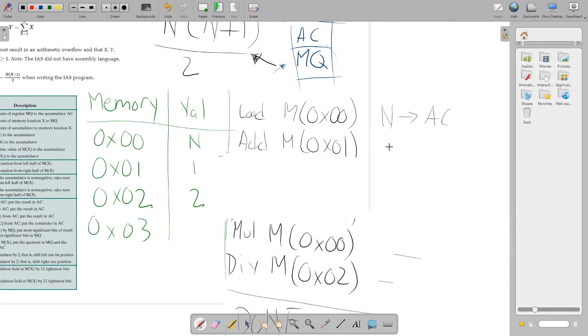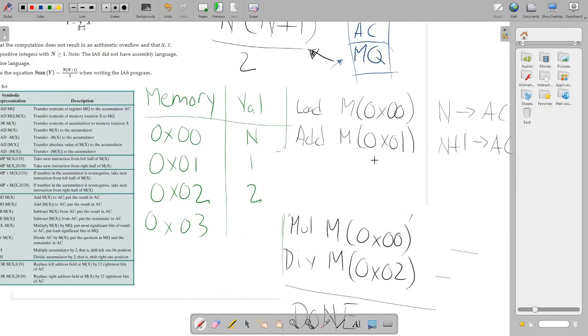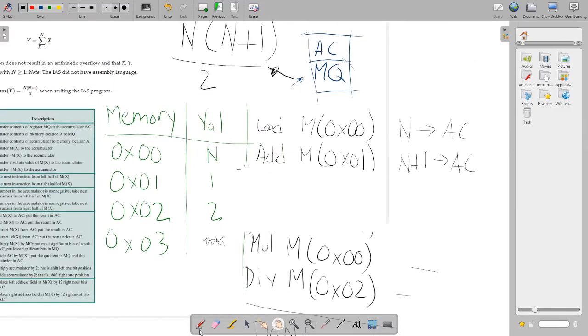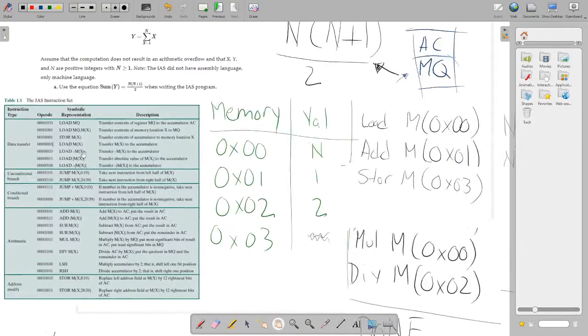n is in AC. This is n plus 1 is in AC. We can't move directly from the AC to the MQ register, apparently. So we need to go through a memory address first. So let's just make some memory address with whatever garbage in it. So we'll store, probably. Store transfers contents of accumulator to memory address X. So we will store the accumulator in the address that we're just going to allocate, which is 3, and then we can move it to the accumulator, or sorry, the MQ, that somebody pointed out.